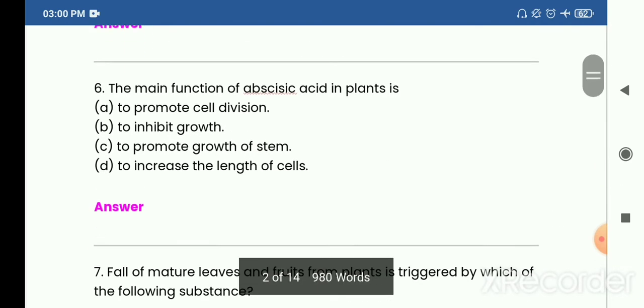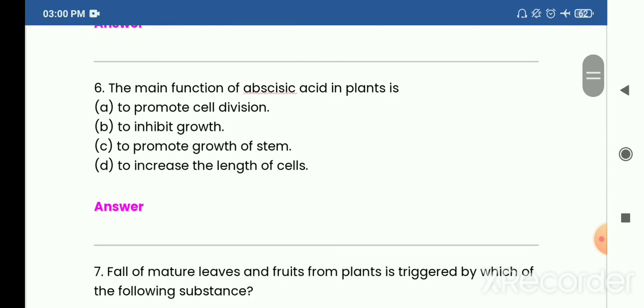Next, question 6. The main function of abscisic acid in plants is to promote cell division, to inhibit growth, to promote growth of stem, or to increase the length of the cells. As we all know, abscisic acid is a growth inhibitor. Hence, option B is the correct answer: it inhibits the growth of the plant.